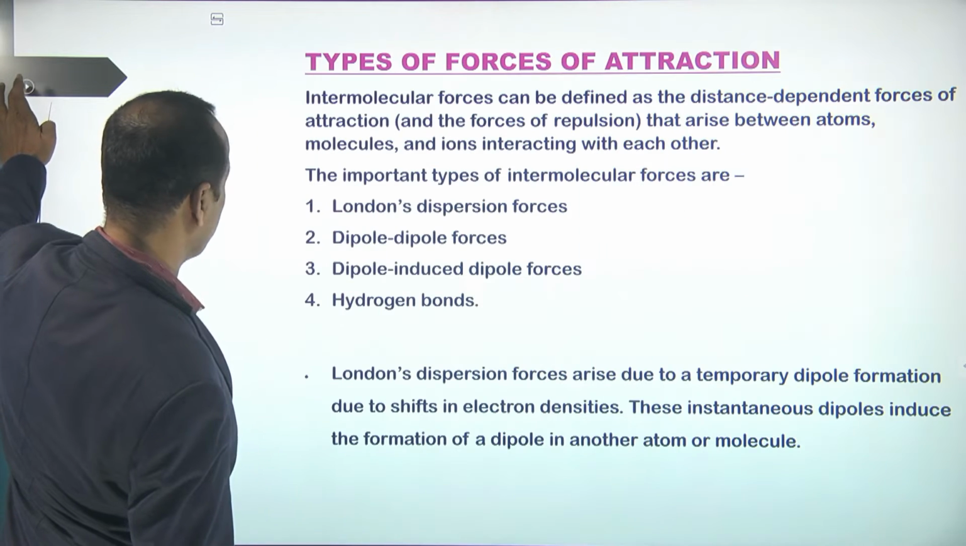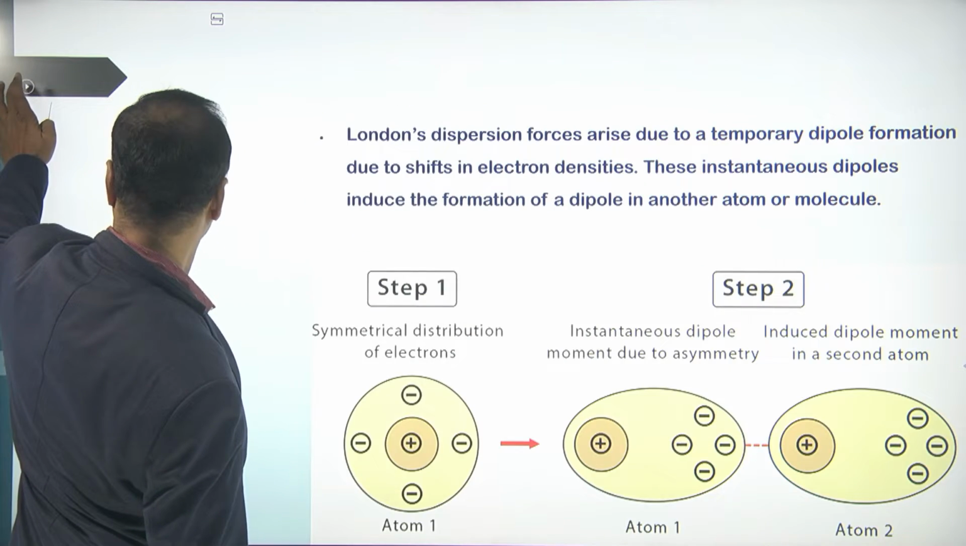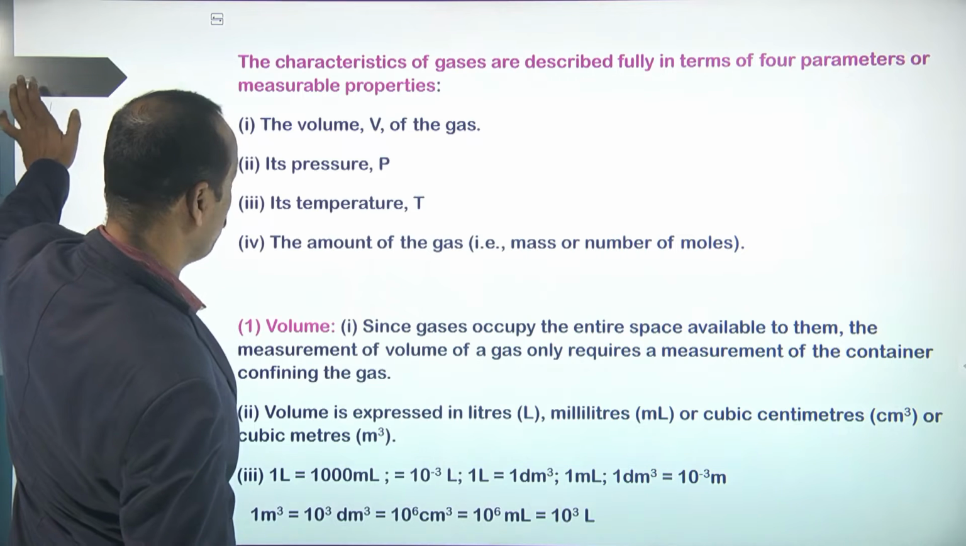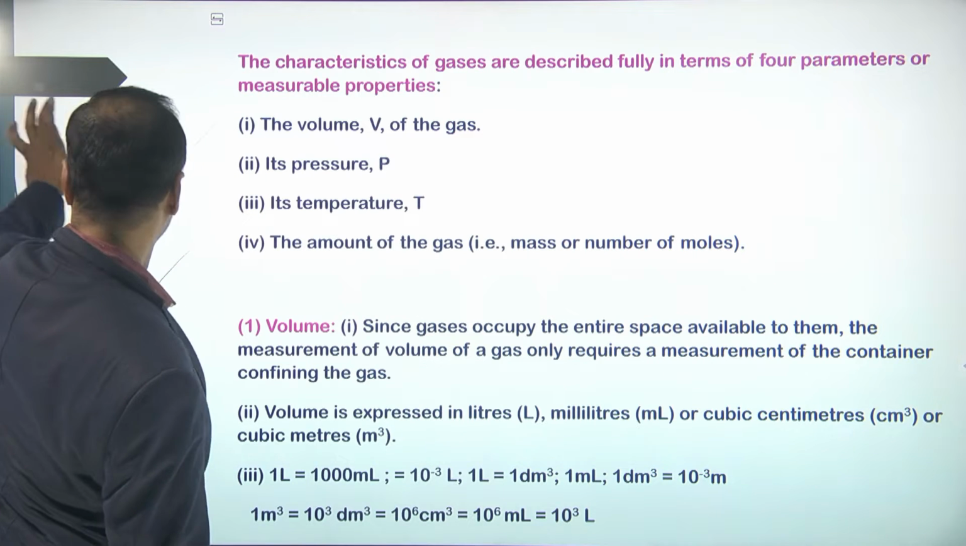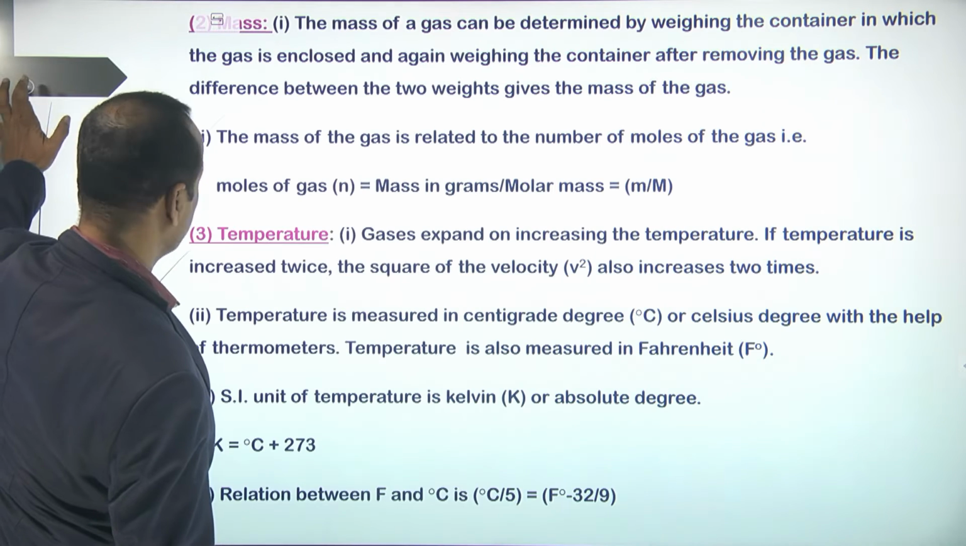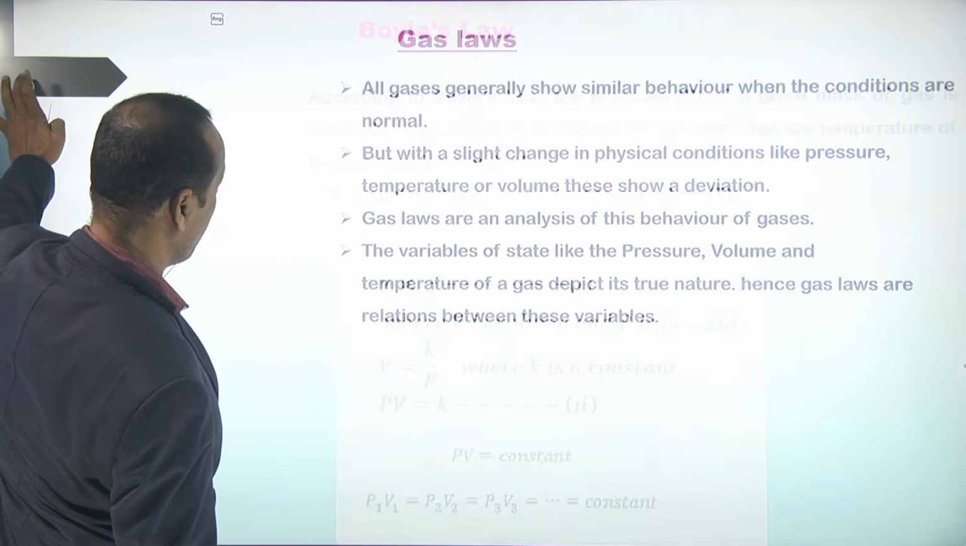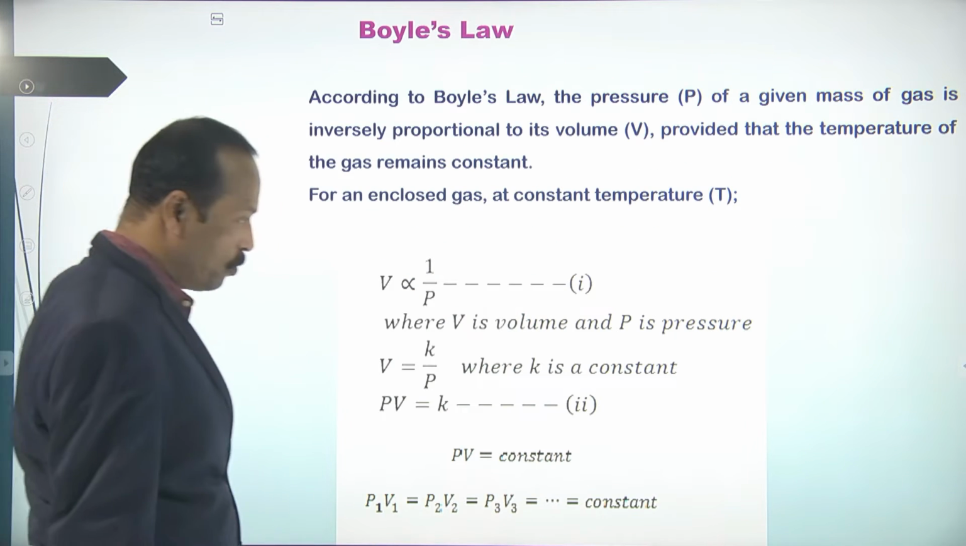And next we discussed the properties and the force of attraction. The four types of force of attraction, these we all discussed. And the measurable properties of gases: volume, pressure, temperature, and number of moles. So these are the important things. And okay, gas laws. Let's come to Boyle's law.